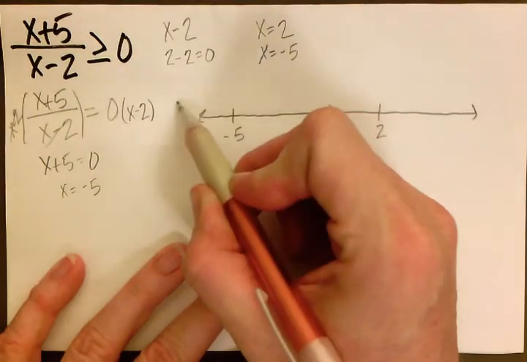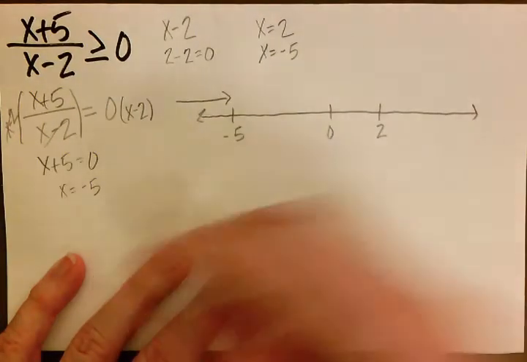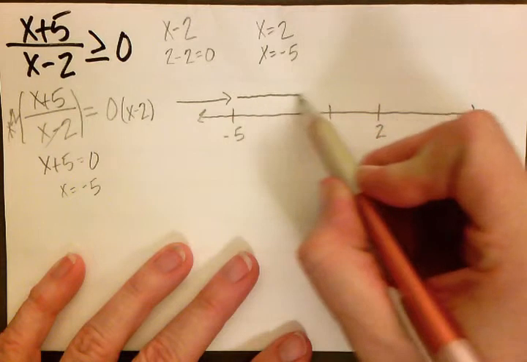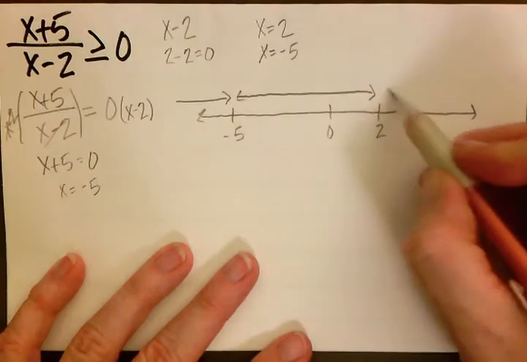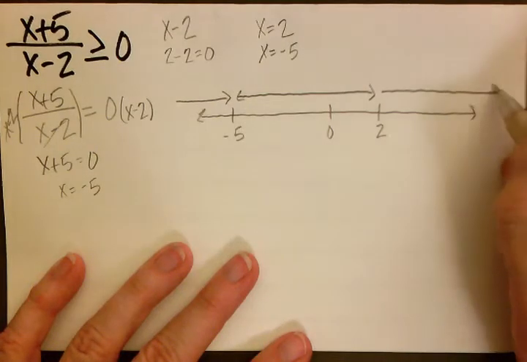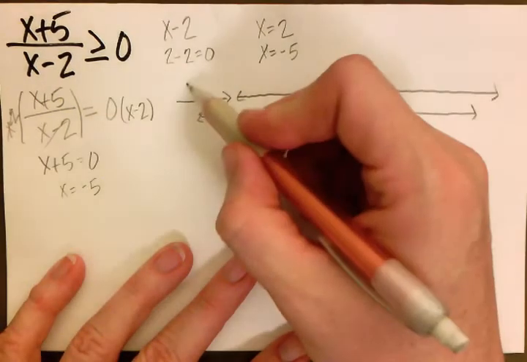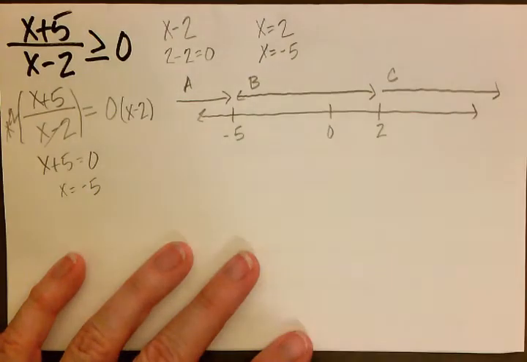So we now have a region that comes all the way from negative infinity all the way up to -5. We have another region that runs from -5 all the way up to 2. And we have a region that goes from 2 all the way to infinity. We're going to go ahead and call these region A, region B, and region C.